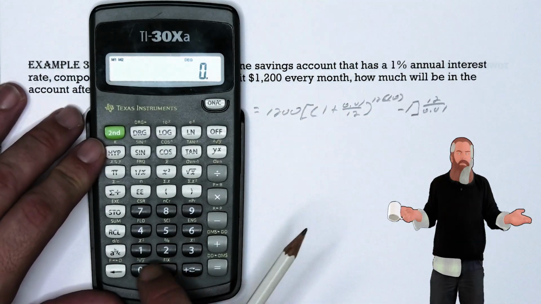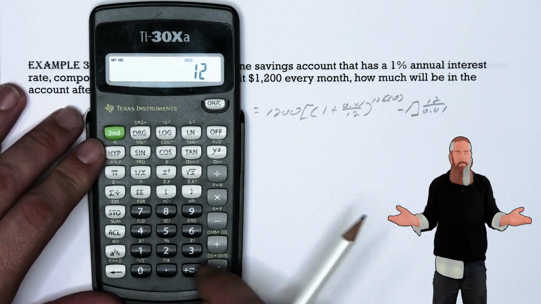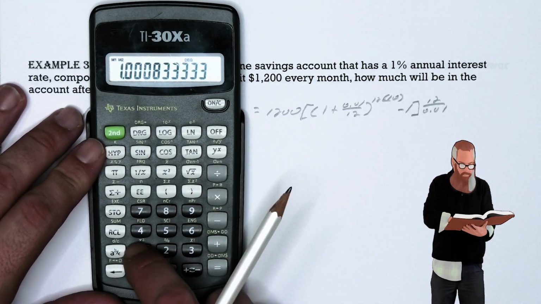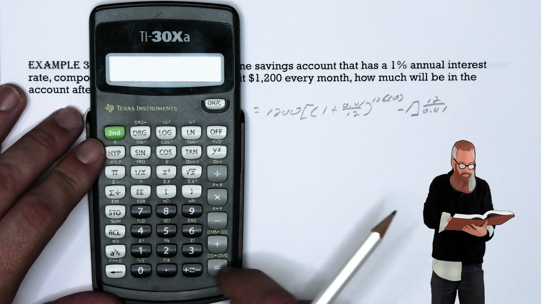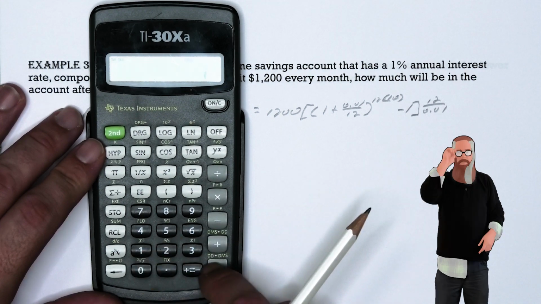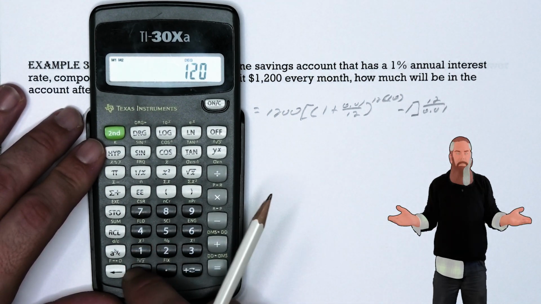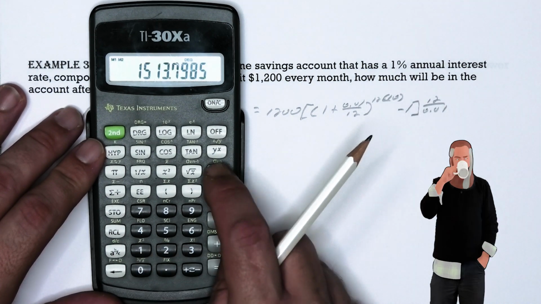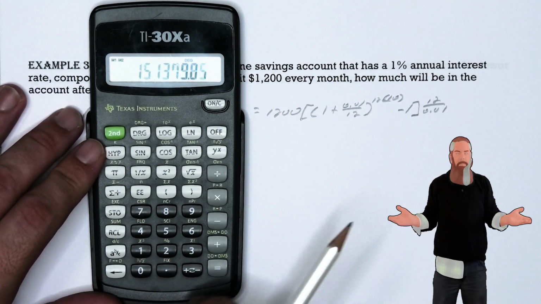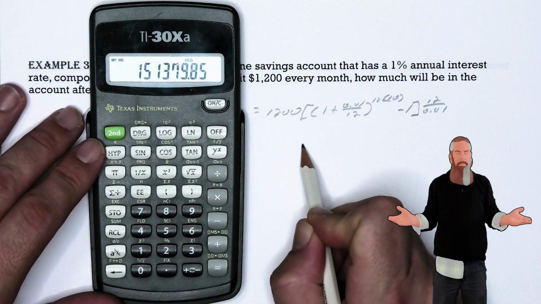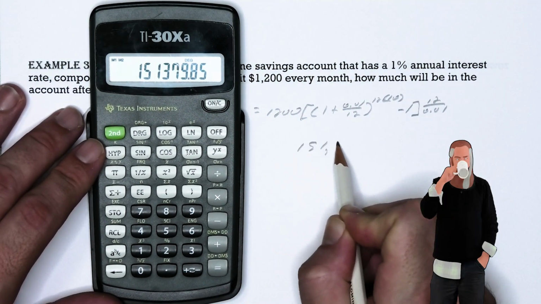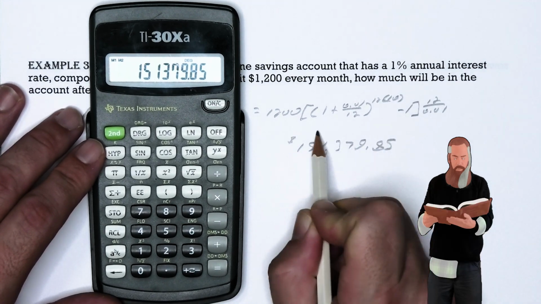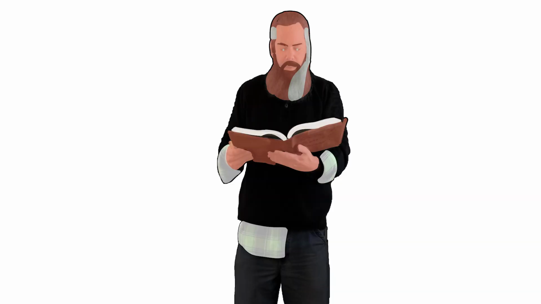We can then do 0.01 divided by 12, plus 1, exponent 120, minus 1, times 1,200, times 12, divided by 0.01, and hit equals. We get $151,379.85.